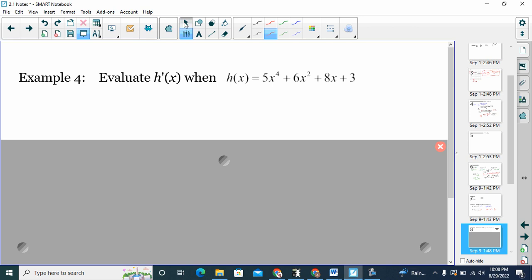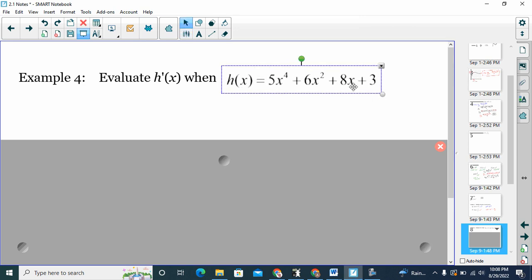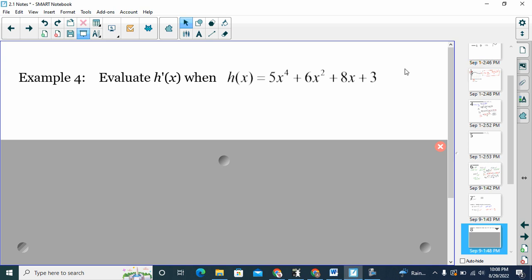This one asks us to evaluate h prime of x, given h of x equals 5x to the 4th plus 6x squared plus 8x plus 3. If I have a coefficient, as long as it's just a number and doesn't have a variable in it, I can just take the derivative of the power part and multiply it times the coefficient. So the derivative of 5x to the 4th would be 5 times 4, subtract 1 from the exponent. 6 times 2, subtract 1 from the exponent.